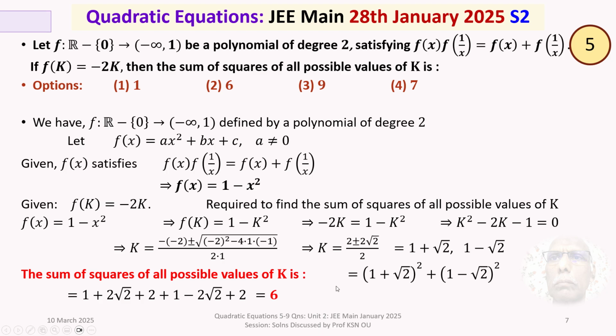So the answer to this question is 6, and the 6 appears against option 2. Therefore, the answer to this question is option 2. That is the detailed discussion of the solution of this problem. So in this question, the examiner has given a functional equation and he combined the results with a quadratic equation. It's a good question. Let's move to the next slide.